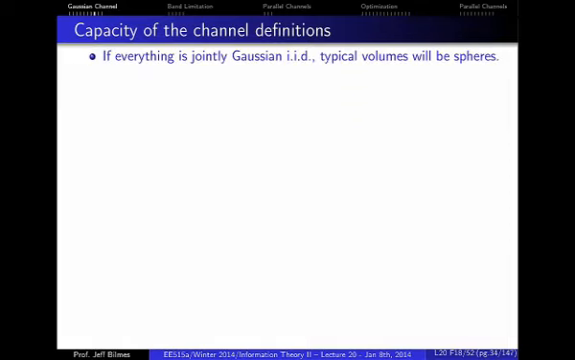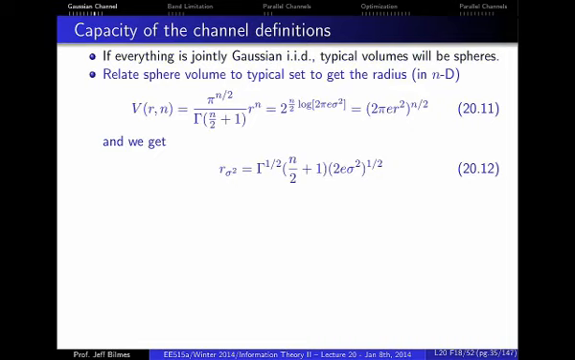And we can actually write this if everything happens to be jointly Gaussian IID. In other words, we're using the channel n times, right? And if all of the noise sources have the same noise variance, and all of the channel uses, x's, have the same channel variance, it's a big giant joint IID Gaussian. Right? And in such a case, the volumes are basically spheres.